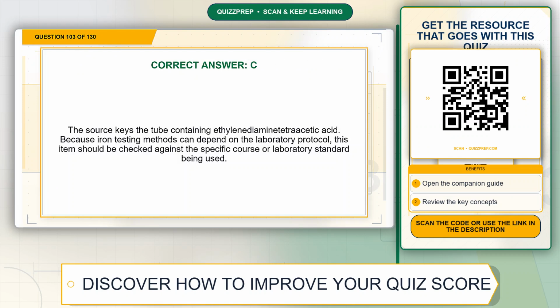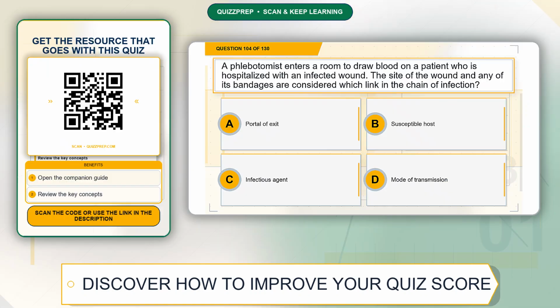Explanation. The source keys the tube containing ethylenediamine tetraacetic acid. Because iron testing methods can depend on the laboratory protocol, this item should be checked against the specific course or laboratory standard being used.